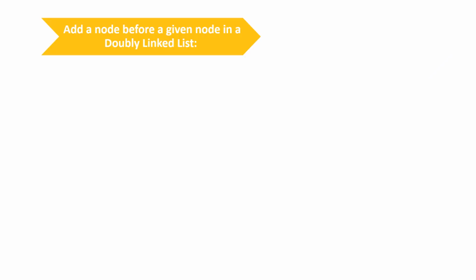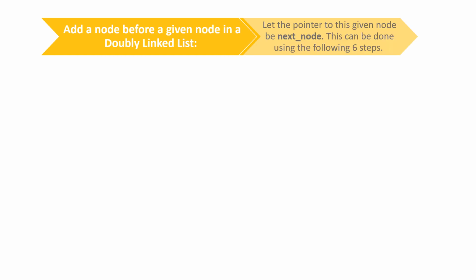Now we are going to the next scenario: add a node before a given node in the doubly linked list. Let the pointer to this given node be next_node.